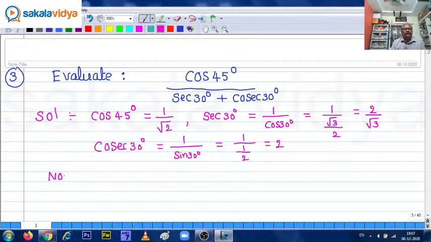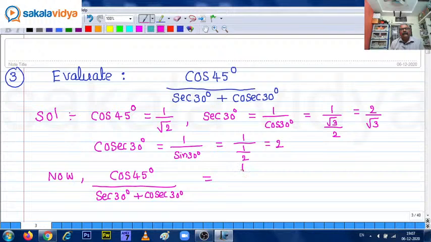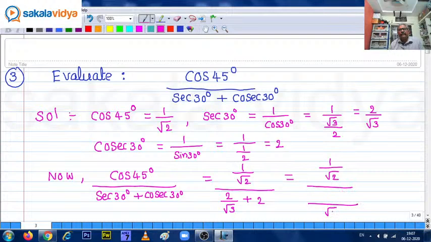So now cos 45 degrees upon secant 30 plus cosecant 30 equals 1 upon root 2 divided by secant 30, which is 2 upon root 3, plus cosecant 30 which is 2. So this equals 1 upon root 2 divided by, with LCM root 3, 2 plus 2 root 3. This can be simplified as 1 upon root 2 multiplied by root 3 by 2 plus 2 root 3.